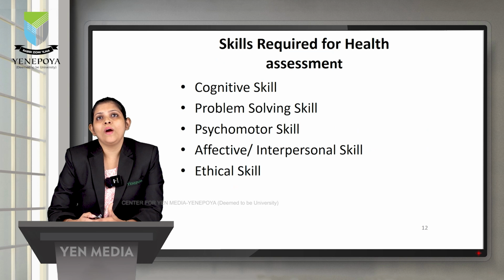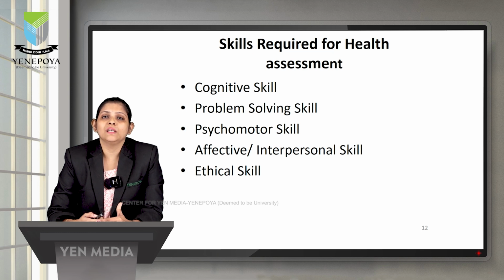Coming to the skills required for health assessment, the skills is very essential. The first skill is the cognitive skill. So assessment is considered as critical thinking as well as decision making skill. So we have to critically think what we have to ask, how we have to assess is very important. Second one is problem solving skill. So solving the problem if the problem arises in between. We should mainly focus on problem solving.